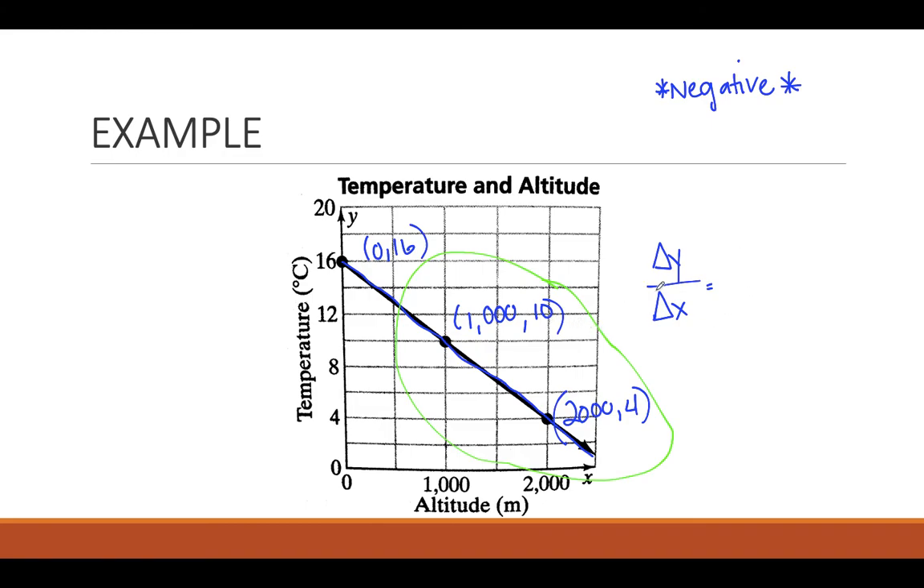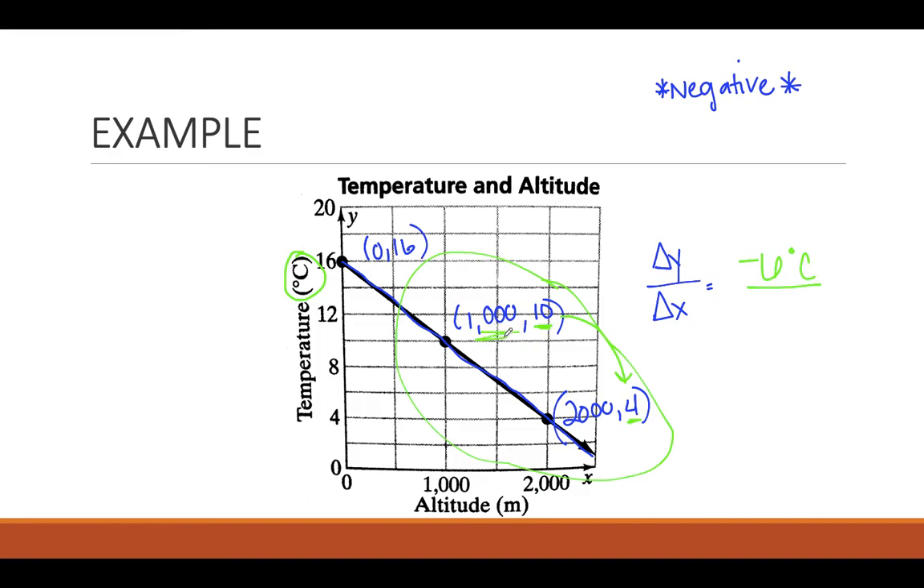So remember, we're going to look at the change in y values over the change in x values. So the y values go from a positive 10 down to a positive 4. So since it's going down, that's a decrease of 6, a negative 6. And again, if you look on the y-axis, we're talking about temperature in degrees Celsius. So that is a decrease of 6 degrees Celsius.